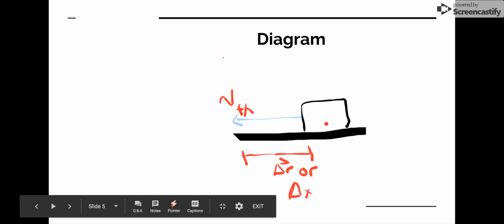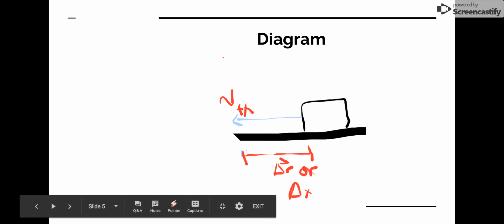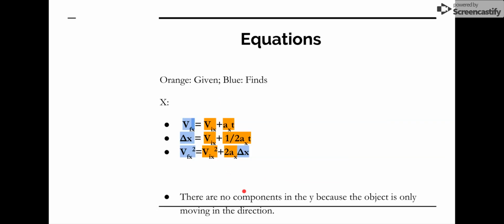So here we see the object is moving on a flat surface, and this is probably where the object ceases to move, so it's called the velocity final. And then this is the displacement of the object, which is delta x.